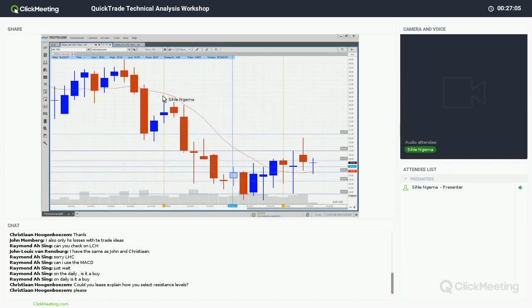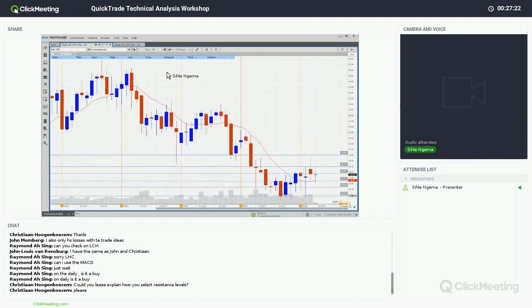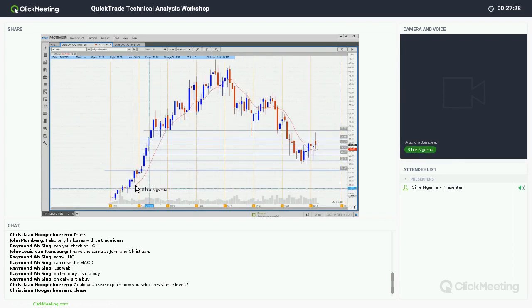Now you have this red line over your price. That red line is going to help you navigate the market. It's going to help you understand whether the market is going up or going down. If the market is going up, this line is going to be below your price. If the market is going up like this, you'll have this line below your price. Let me try and make it a little bit thicker.